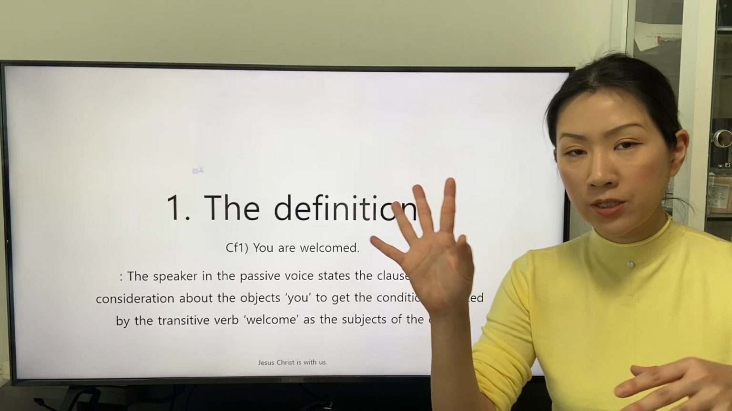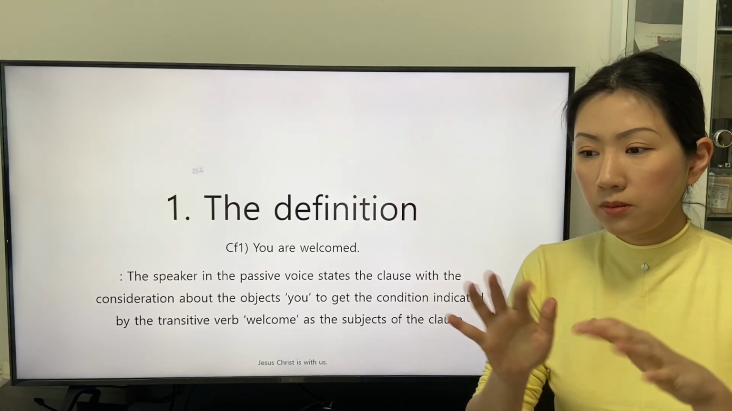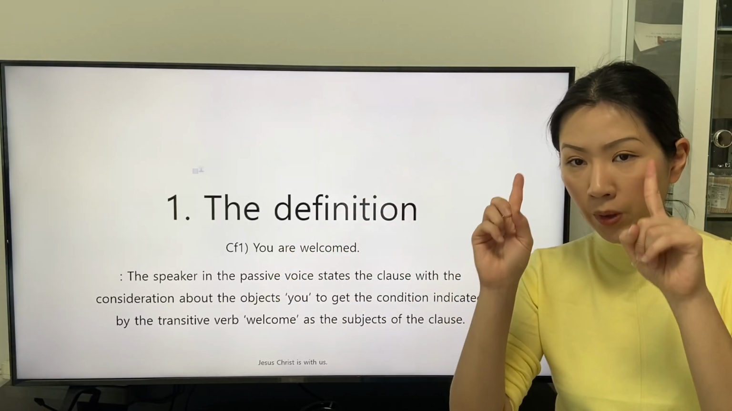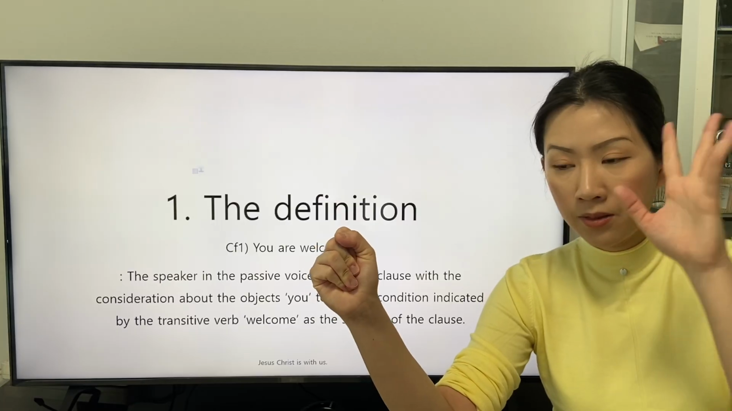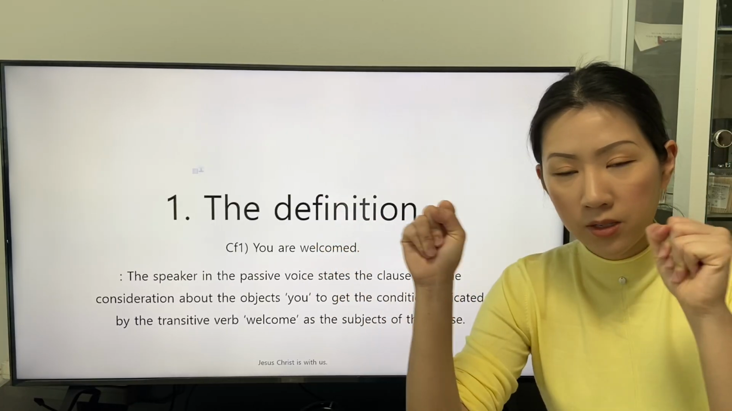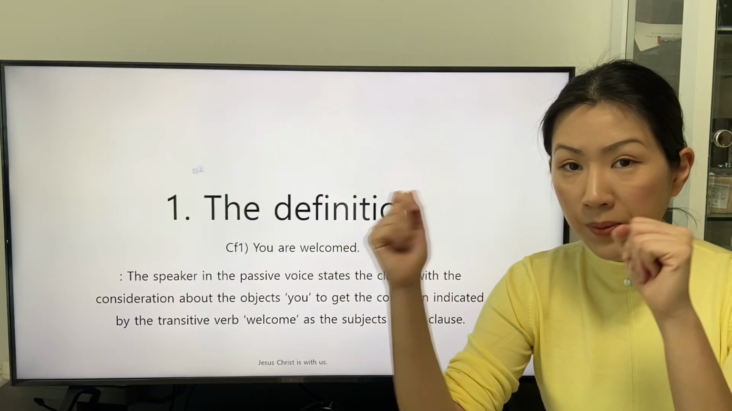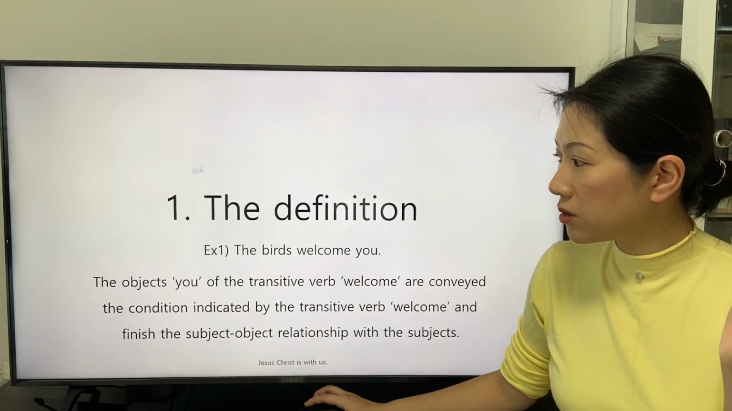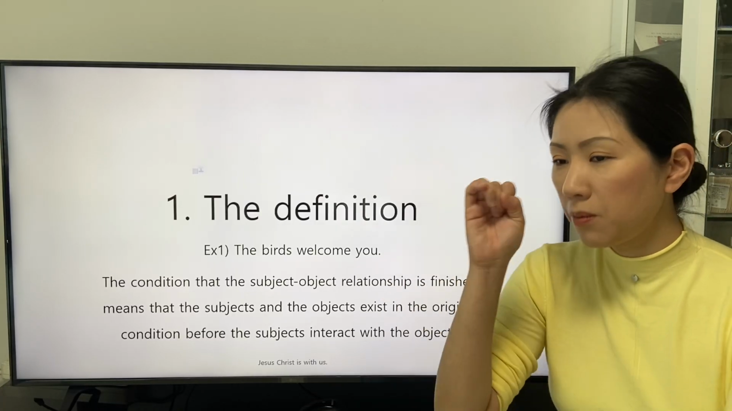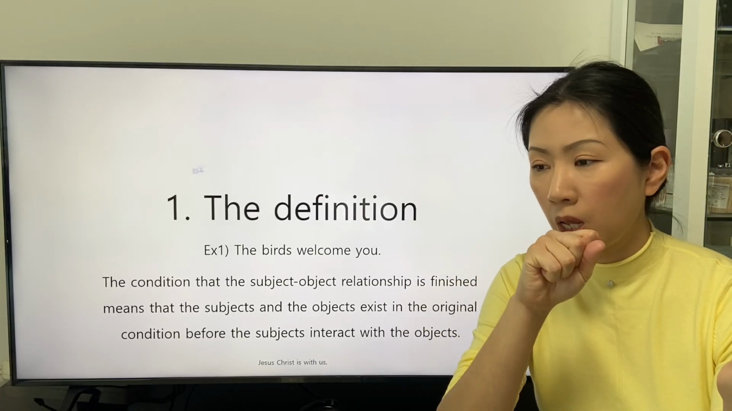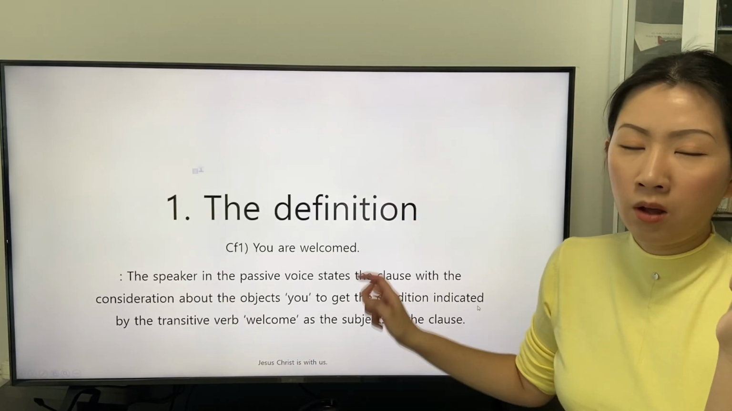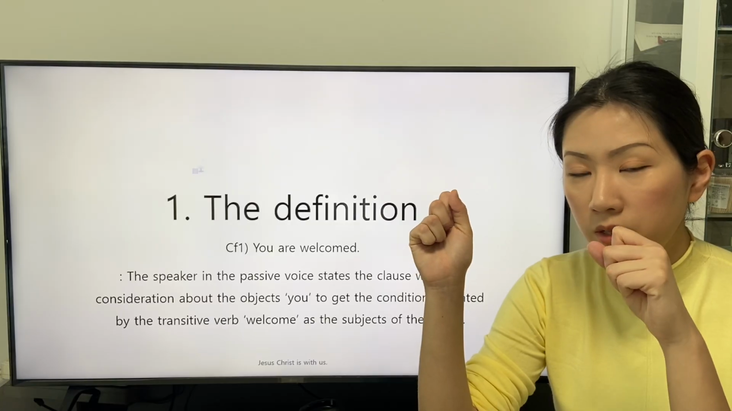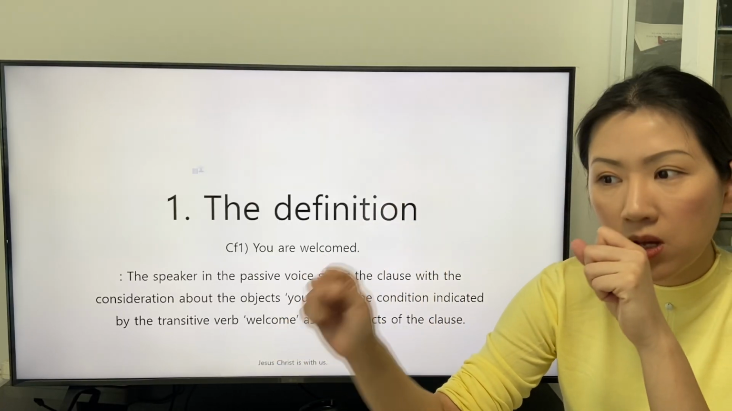In the subject-object relationship mediated by the transitive verb welcome, the subject and the object interact. The speaker states the first clause, the first example, from the perspective of the subject. In the first conference, the speaker states the clause from the perspective of the object.